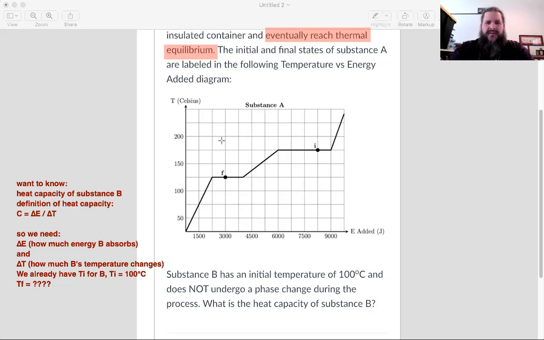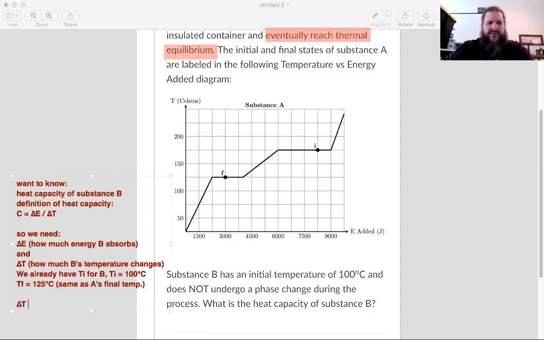So we know that A and B have the same final temperature, which looks like halfway between 100 and 150, so that'd be 125. So we know T final for B is 125 degrees Celsius, same as A's final temperature, because it reaches thermal equilibrium. So that means we're good for delta T. We know the initial temperature of B because that's given. We know the final temperature of B because it should reach the same final temperature as A. We also know there's no phase change, so all of that delta E is just delta E thermal.